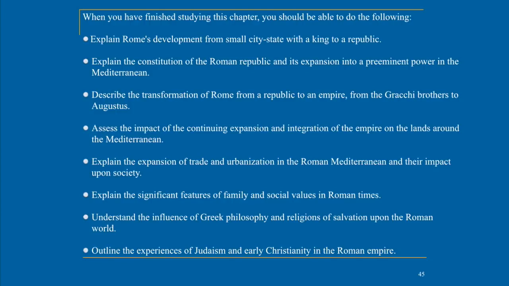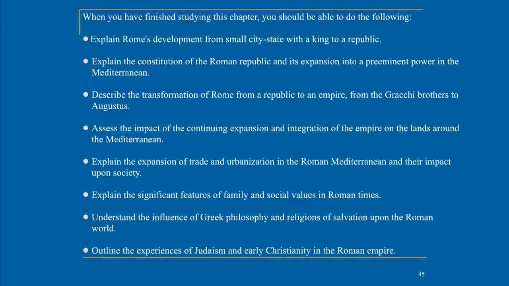Next, assess the impact of continuing expansion and integration of the empire into lands around the Mediterranean. Make sure you understand why they're expanding, how they're expanding, what were the two ways they expanded, and how did they integrate the lands around them into part of their society. Next, explain the expansion of trade and urbanization in the Roman Mediterranean and the impact upon society. As they traded, what was happening to cities? What was happening to the Roman Empire as a whole?